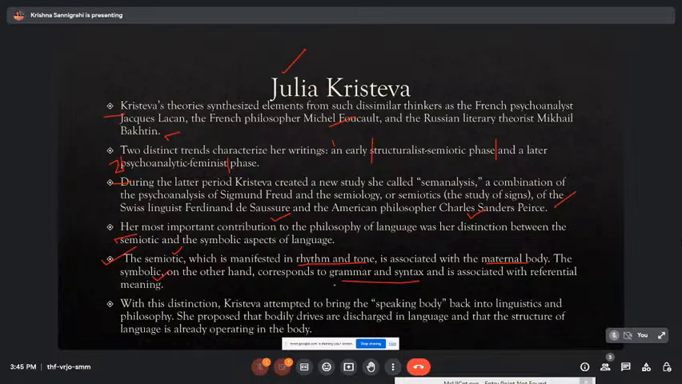With this distinction, Kristeva attempted to bring the speaking body back into linguistics and philosophy. She proposed that bodily drives are discharged in language and that the structure of language is already operating in the body. So Kristeva's contribution is that she brings in the idea of the body and the concept of semiotic and symbolic and the distinction between them, merging the ideas of psychoanalysis, which refers to the mind, and semiotics, which refers to the study of science. So she brings together the mind and the idea of science.